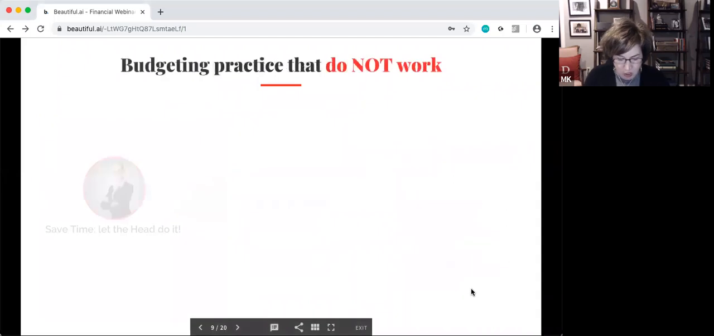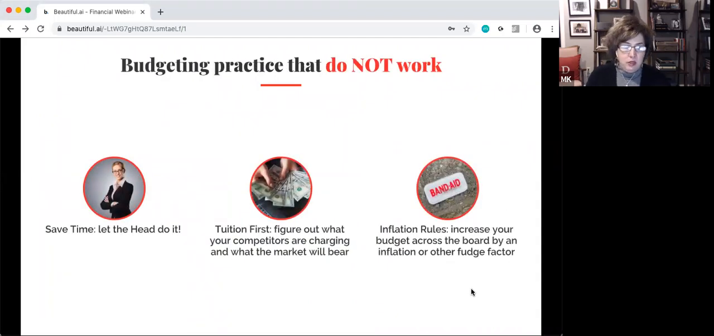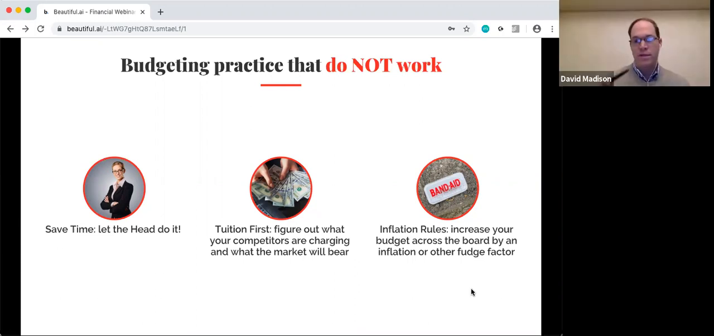Exactly. So let's talk about what doesn't work in a budgeting practice. Let's save time and let the head do it. Because it's a lot of work to get everybody together, and the people on the finance committee are busy in their own businesses, so let's just let the head put it together. That doesn't work, because again, we want to be inclusive as we put together a budget, and all the people who have the responsibility for either administering it or approving it need to be involved in it. And from the board training perspective, this is a shared responsibility. Exactly. This is not something that should just be on the head's shoulders.